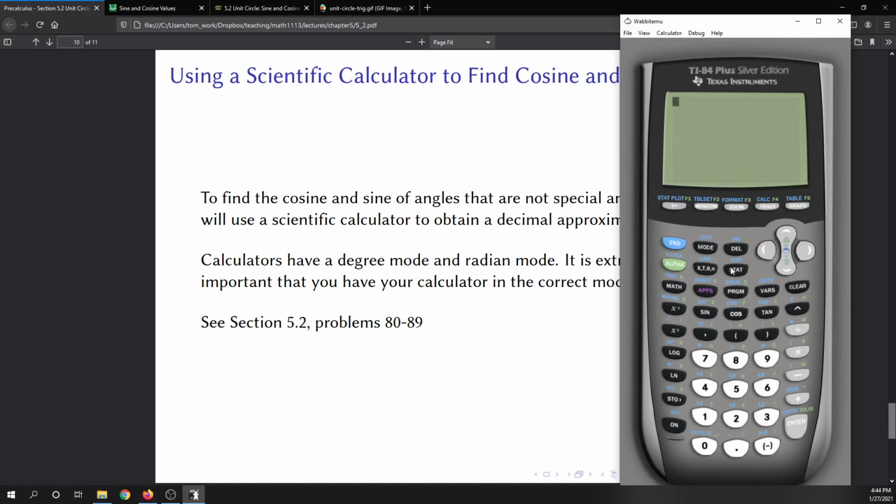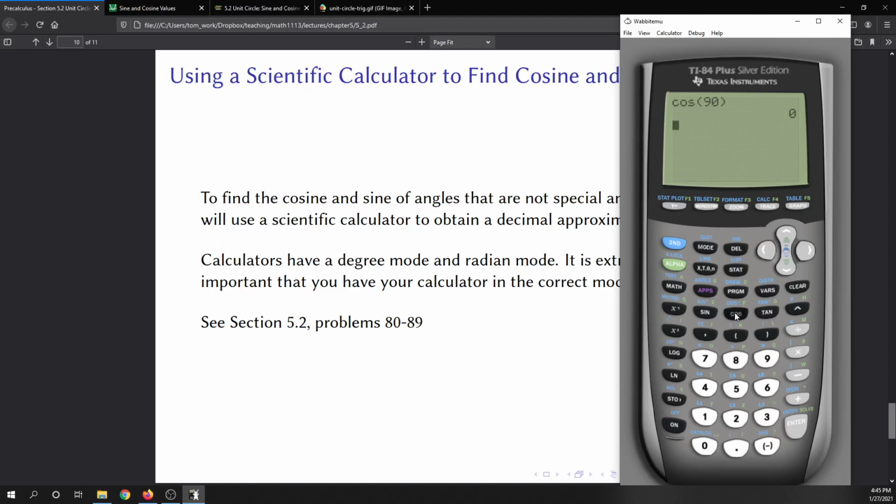Let's say now that you're on a different problem and they're talking about degrees. Then you're going to need to make sure that you switch over into degree mode, like this. You'll have to figure out how to do that on your calculator. And then if you want to test it out and make sure, if I hit cosine 90, since this is in degree mode, that should give us a 0. And you can see that it does.